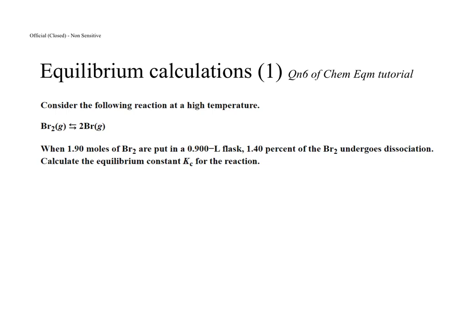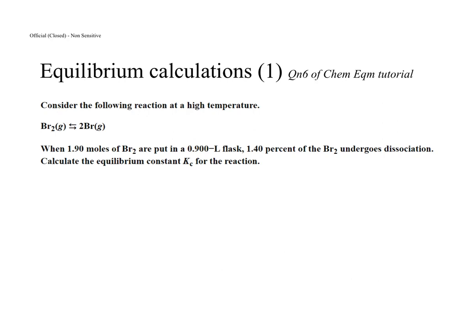In this video, we will be looking at a few equilibrium calculation questions. Let's take a look at this question where bromine gas dissociates to form bromine atoms. We are given the starting number of moles of bromine and the volume of the container, as well as how many percent undergoes dissociation. Then we are supposed to calculate the equilibrium constant for this reaction.